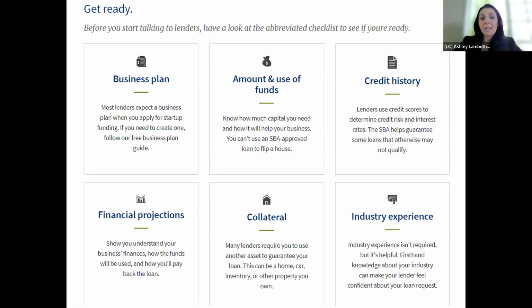So just as a quick recap, in order to get your lending package together, you want to have a business plan.